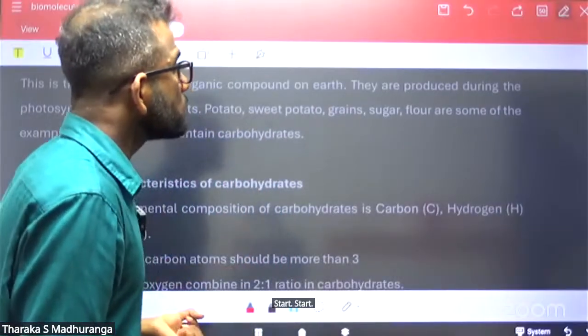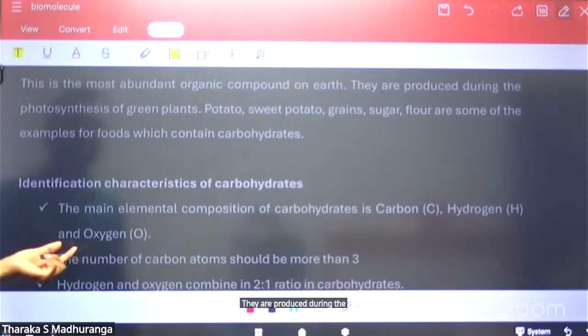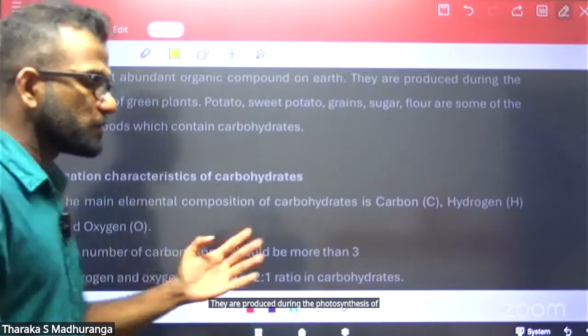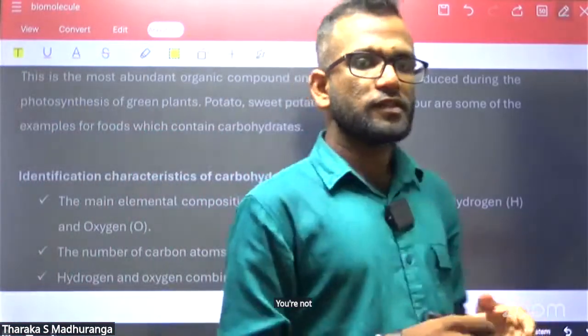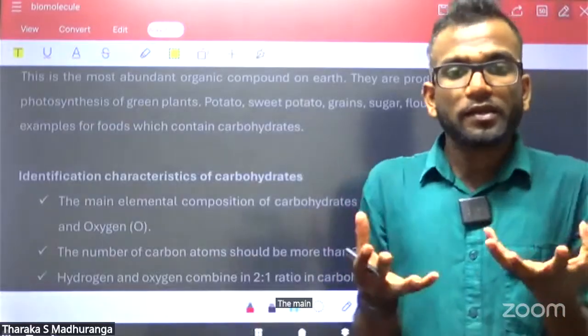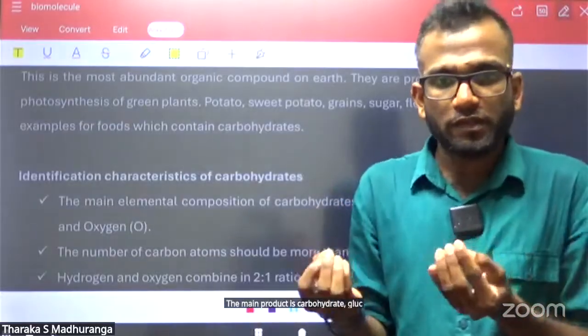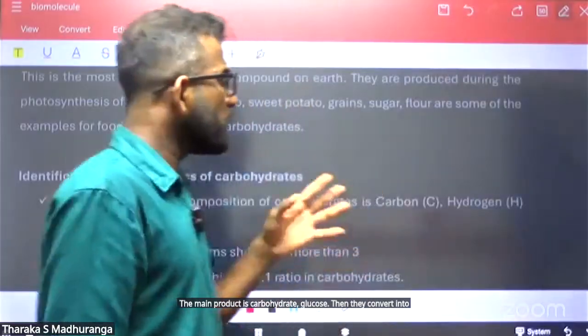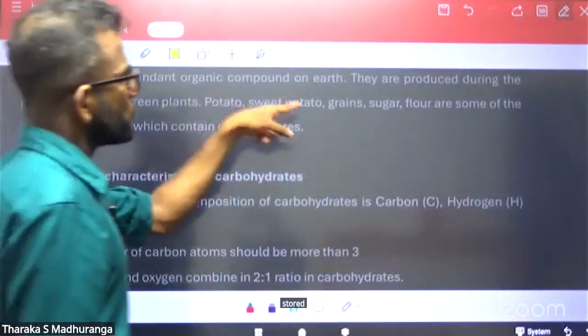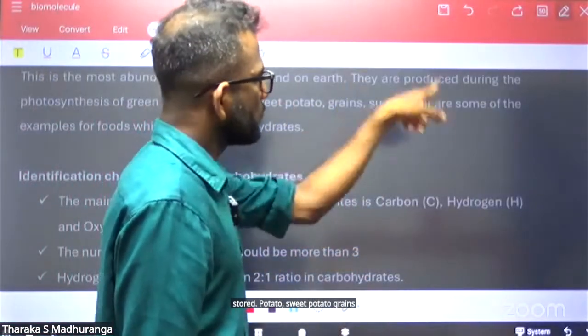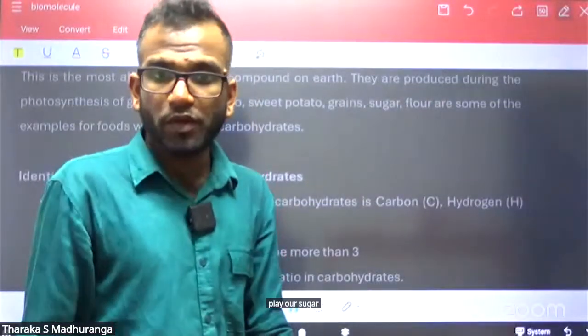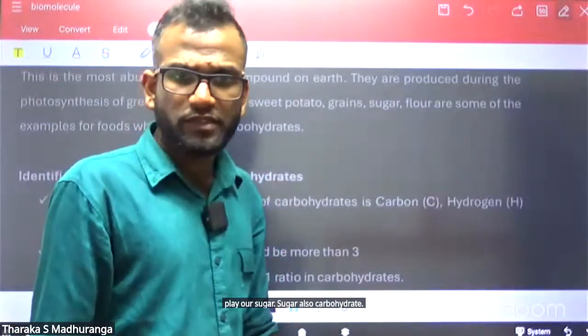They are produced during the photosynthesis of green plants. In photosynthesis, the main product is carbohydrate, glucose. Then they convert into starch and are stored. Potato, sweet potato, grain, sugar, sugar is also a carbohydrate. Do you know this?